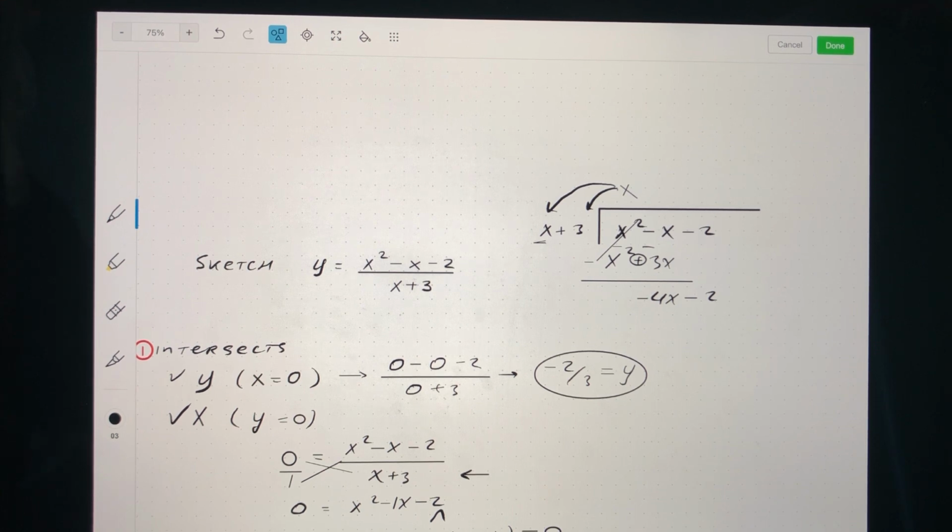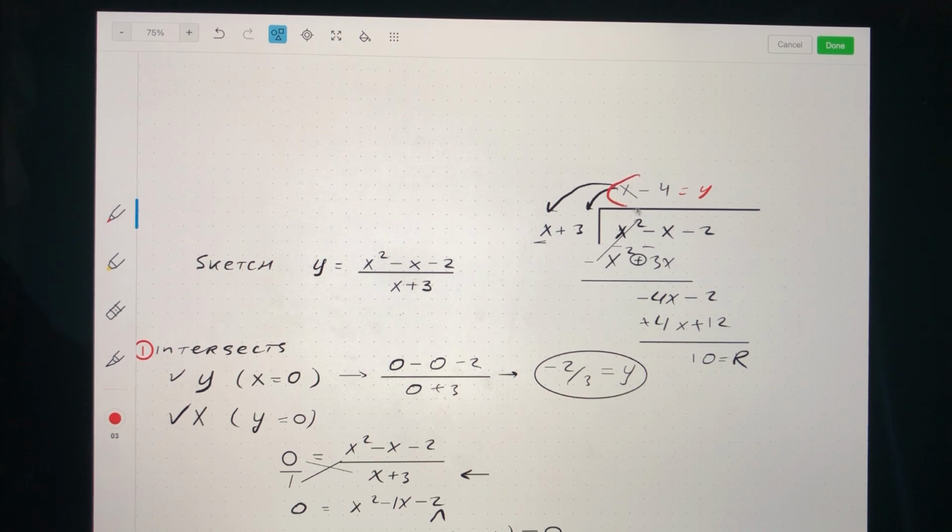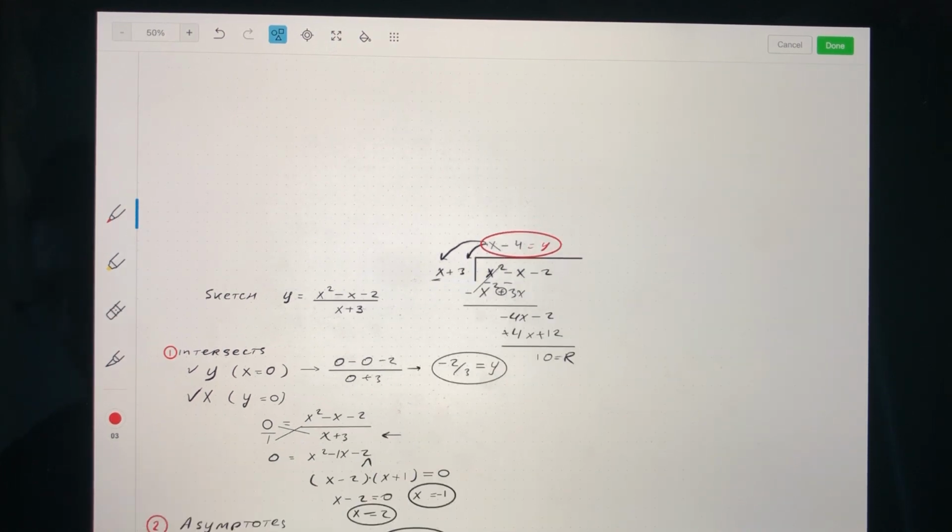What times x makes negative 4x? Well, that's negative 4. Multiplying by negative 4, we get negative 4x, minus 12, changing all the signs, we get a remainder of 10. Now the remainder doesn't matter when we're looking for the asymptote. What matters is the whole part, x minus 4. This is our oblique asymptote. Now we have all of the components and we can make a sketch.